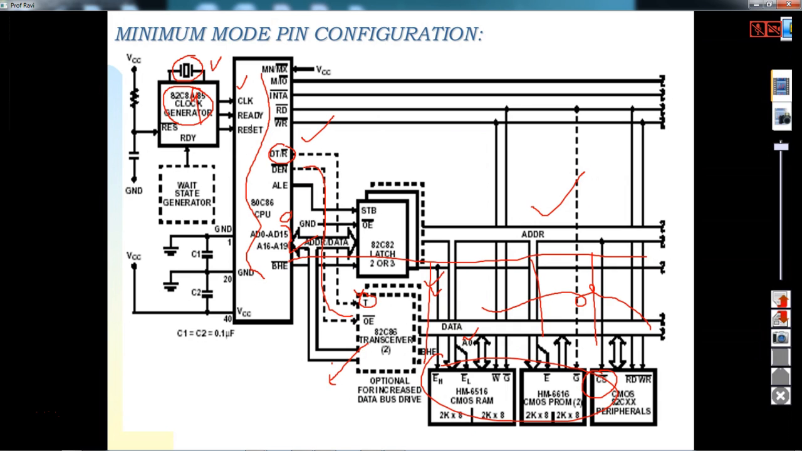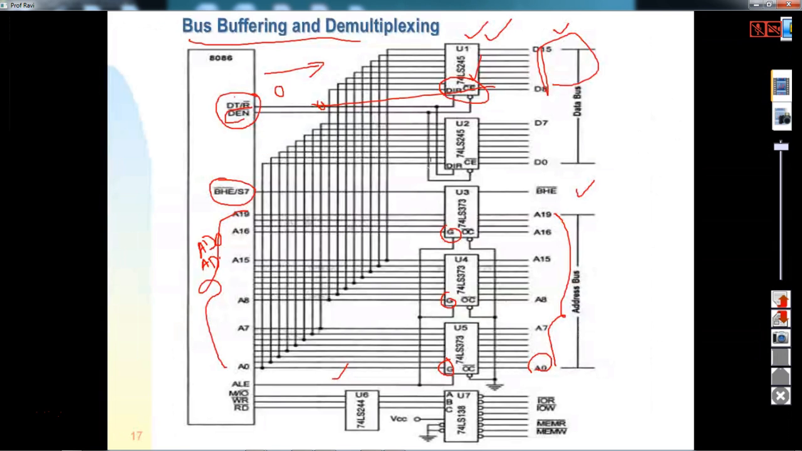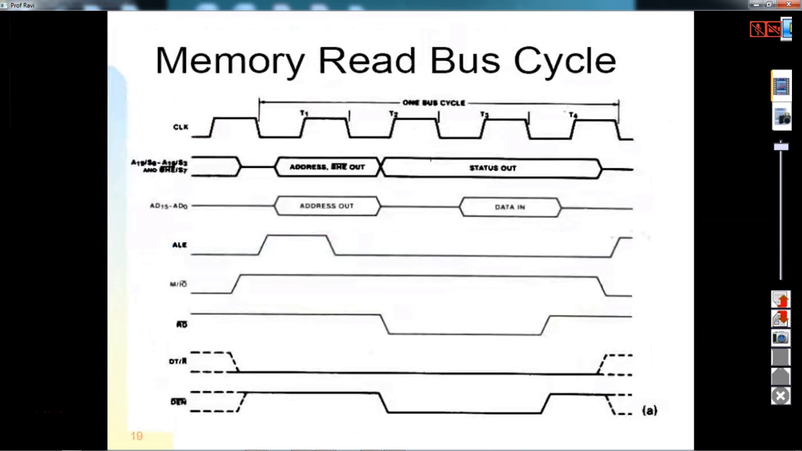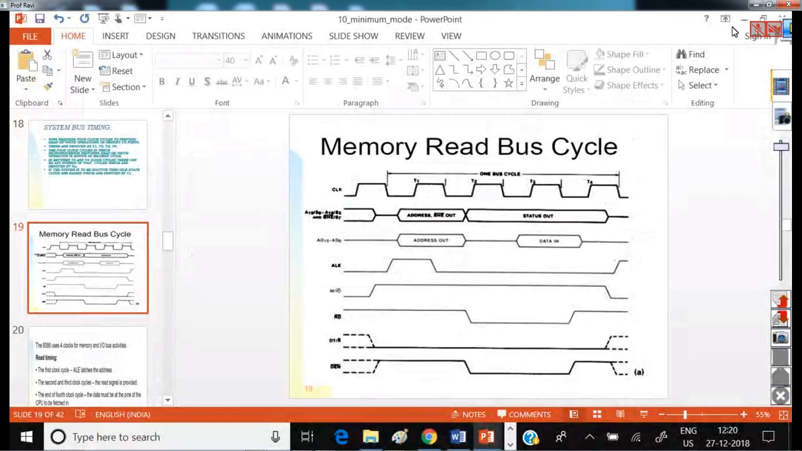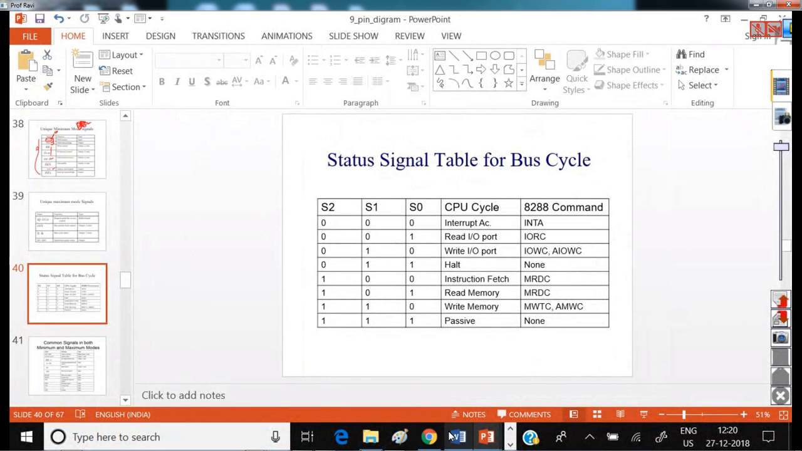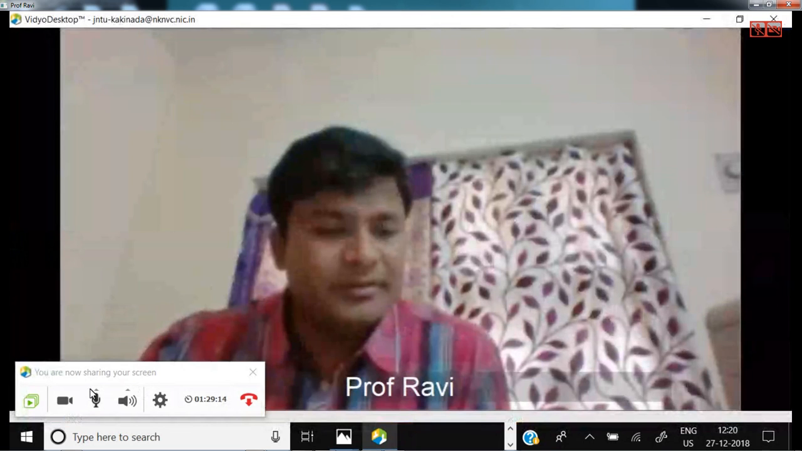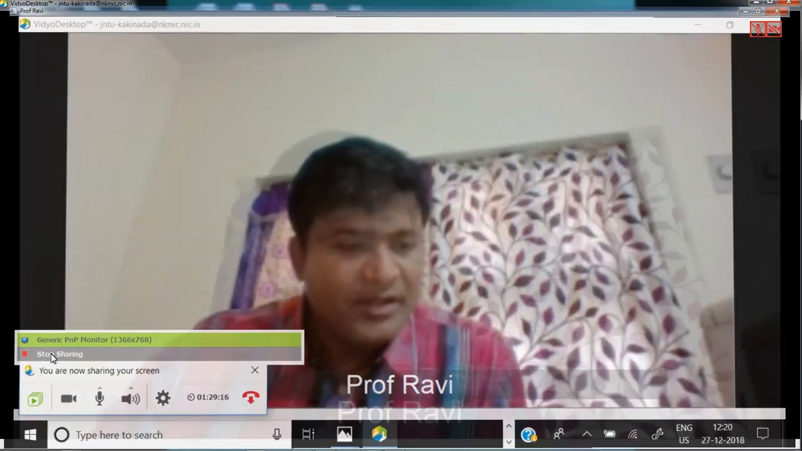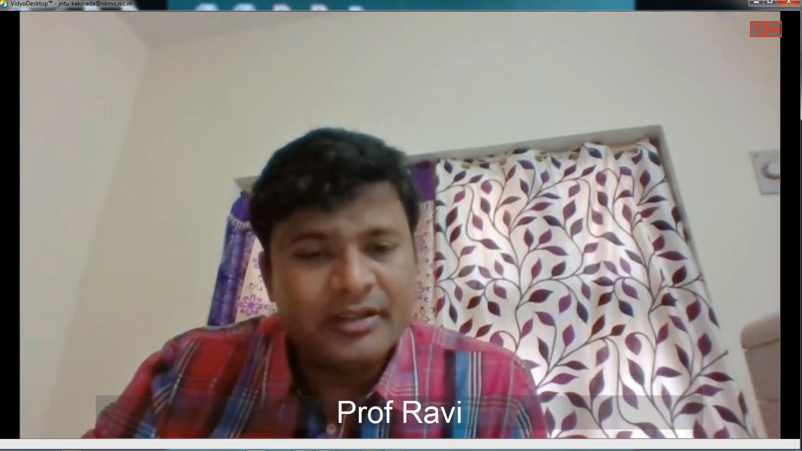So how can a memory read operation happen? Now let us try to see this with the help of logic. So in the memory read cycle, what happens? Be careful, pay attention and try to understand this. Are you with me? Are you following me? Yeah. So now let us go ahead.